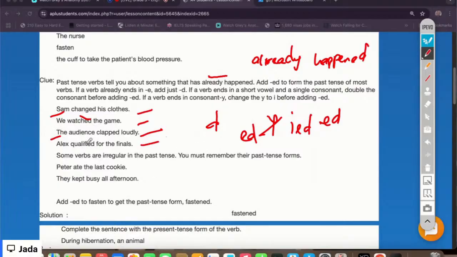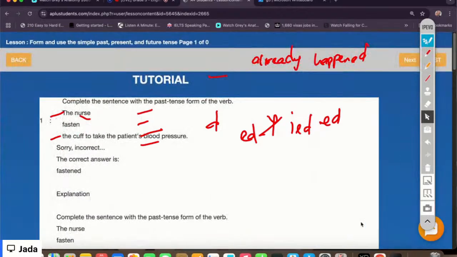You can see that this one has y in qualify, but we change it to i, and then in clap we double the consonant. So some verbs are irregular in the past. We know that, so you must remember their forms. Peter ate the last cookie. They kept busy all afternoon. All right, so let's move on and see some examples.